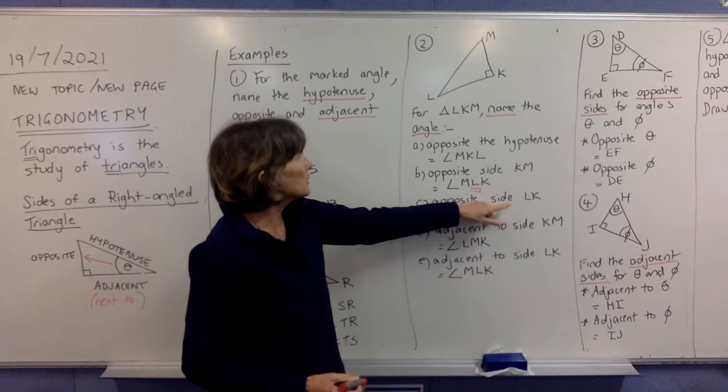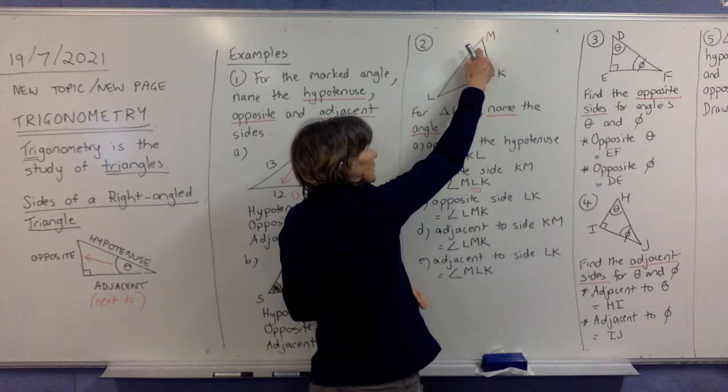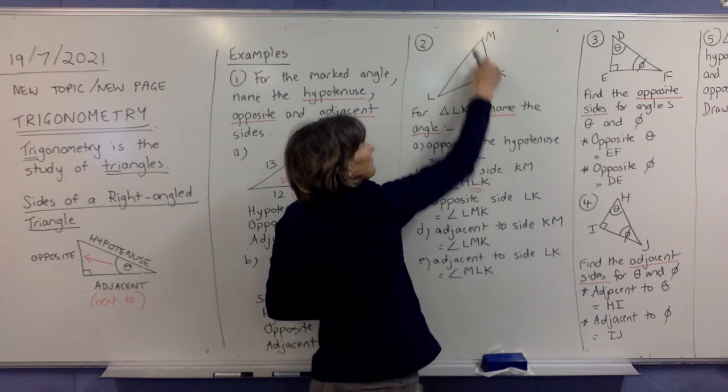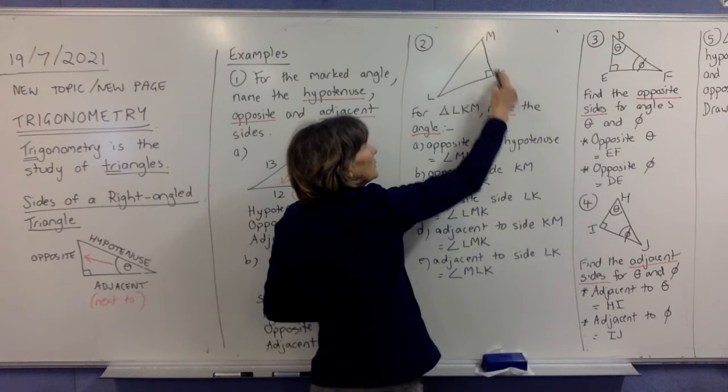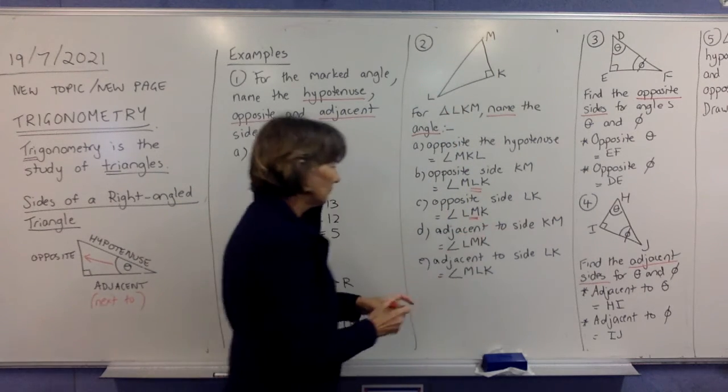Okay, the next one, opposite side LK. Here's side LK. If we go opposite it, we're pointing at this angle up here. Name it, LMK, or the other way around, KML. Make sure your M is in the middle.